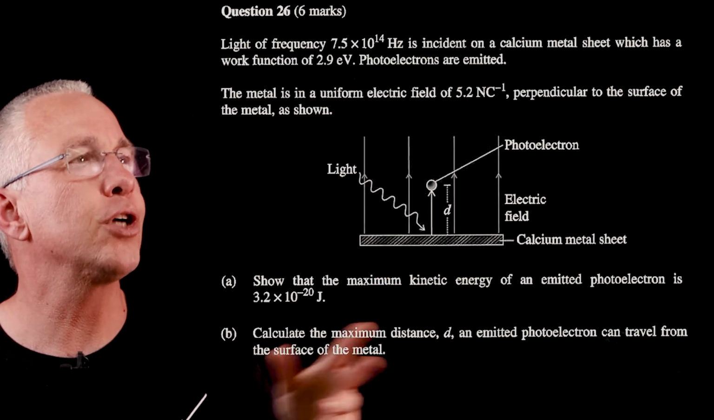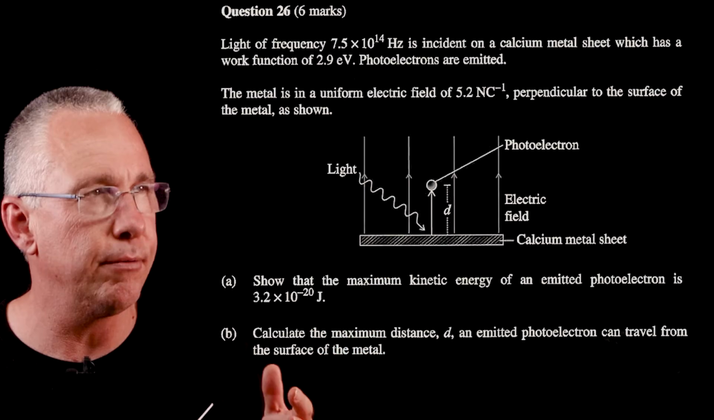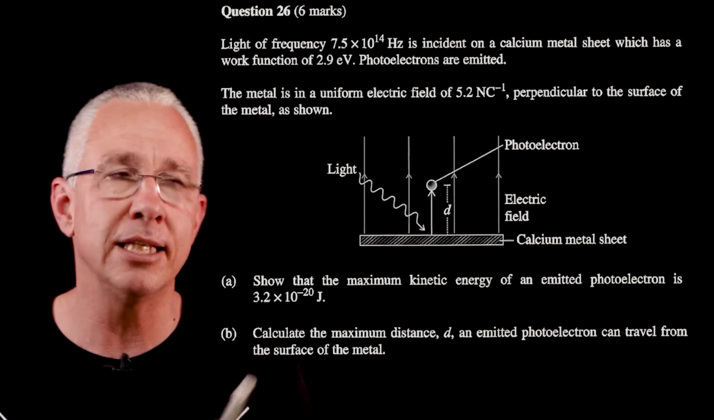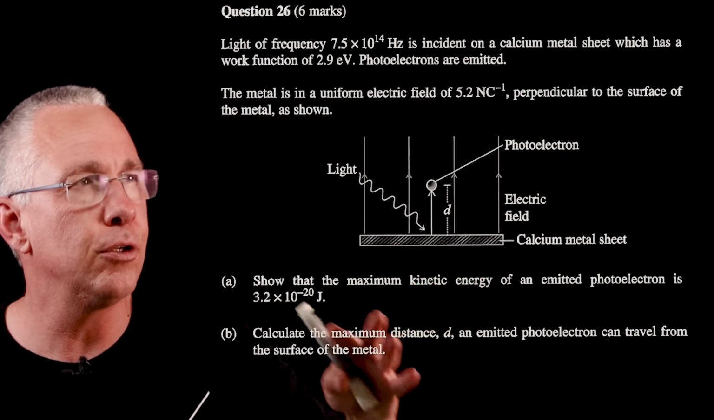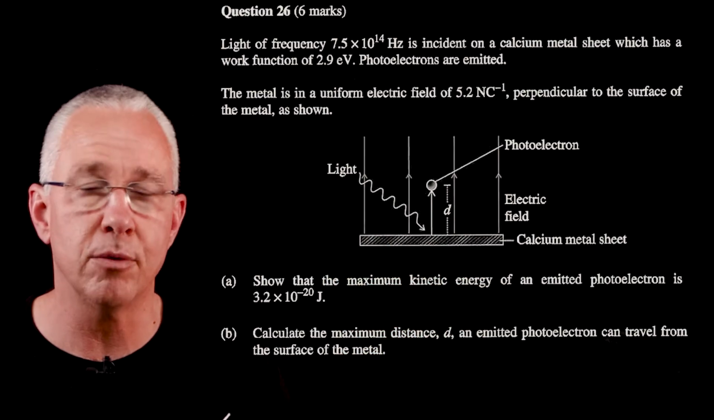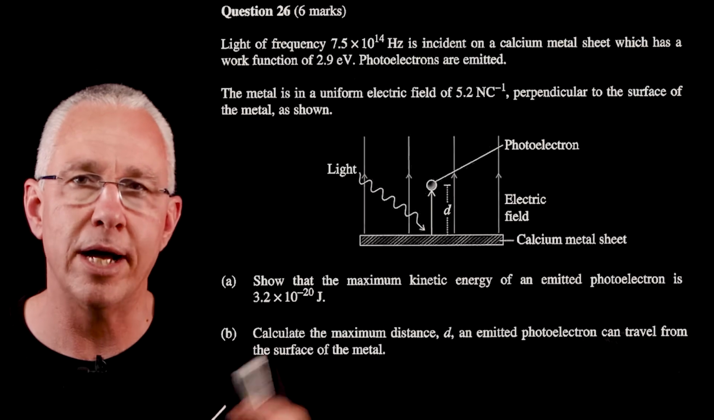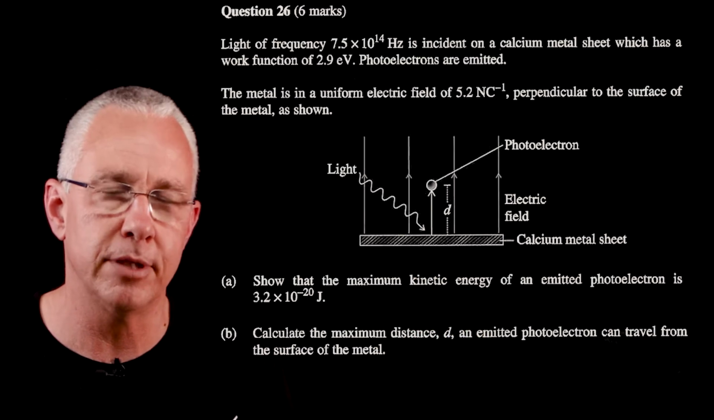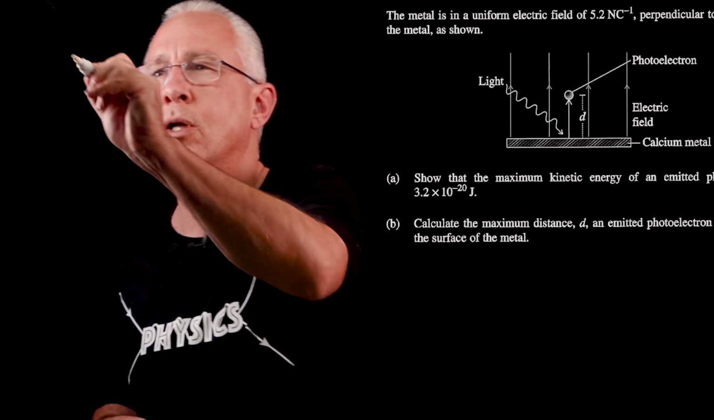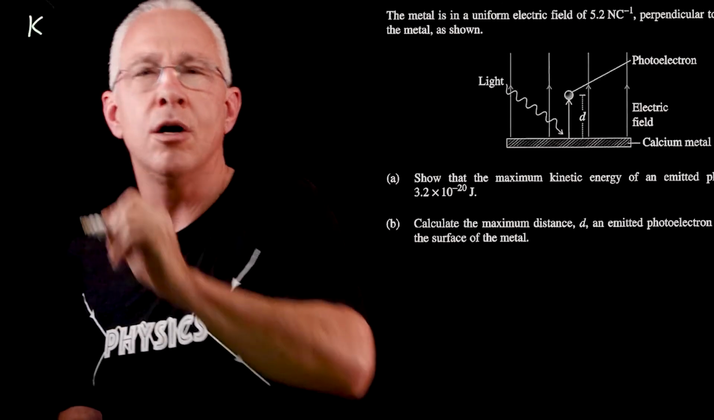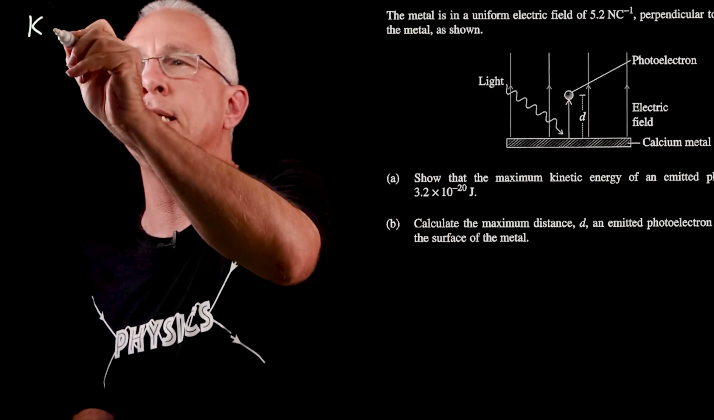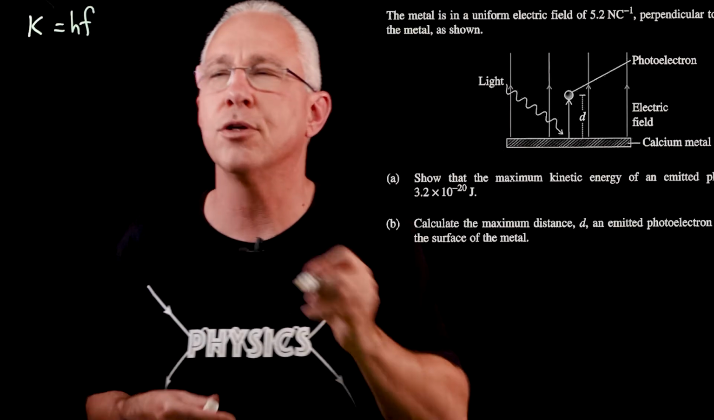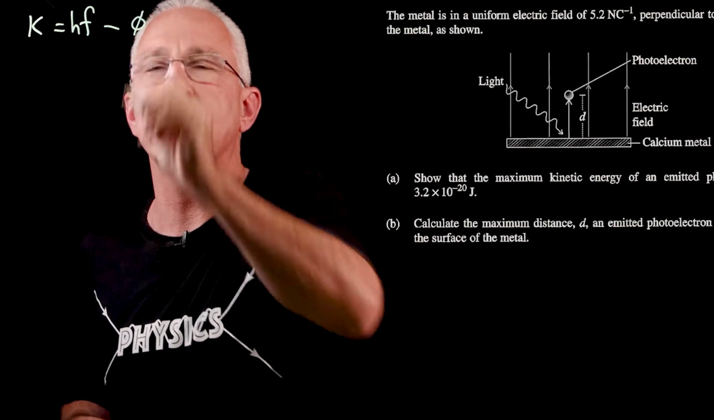Now it says, first of all, show that the maximum kinetic energy of the emitted photoelectrons is that particular value. Well, this again is one of those questions where if you end up struggling with the first part of the question, you may still have a way of working out the second part, because it already gives you the answer that you need. This is all about the kinetic energy of the photoelectrons being equal to hf, which is the energy of our photons, minus the work function.